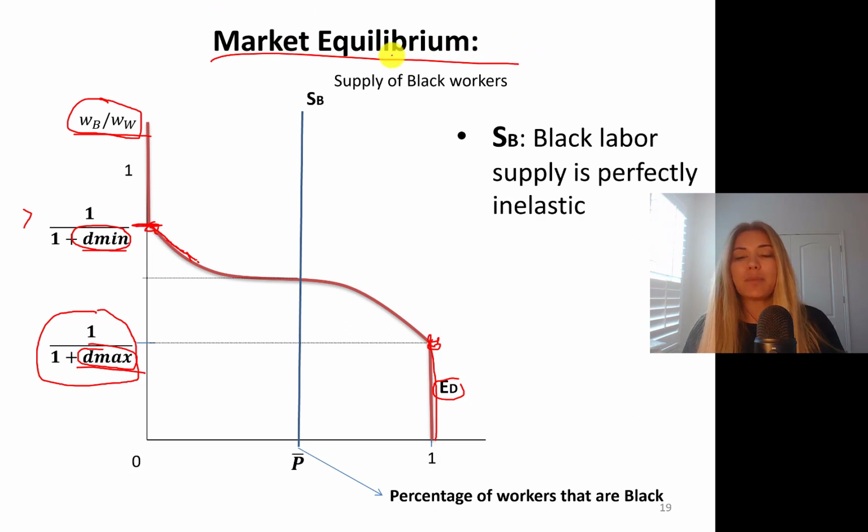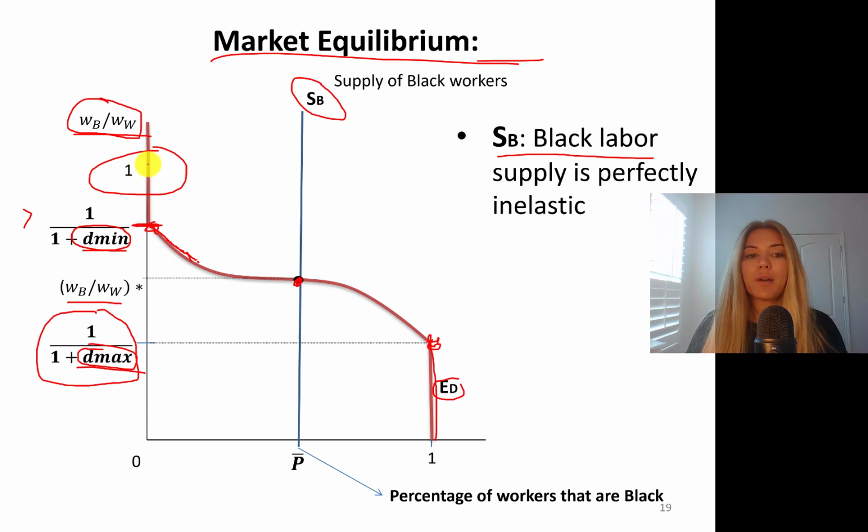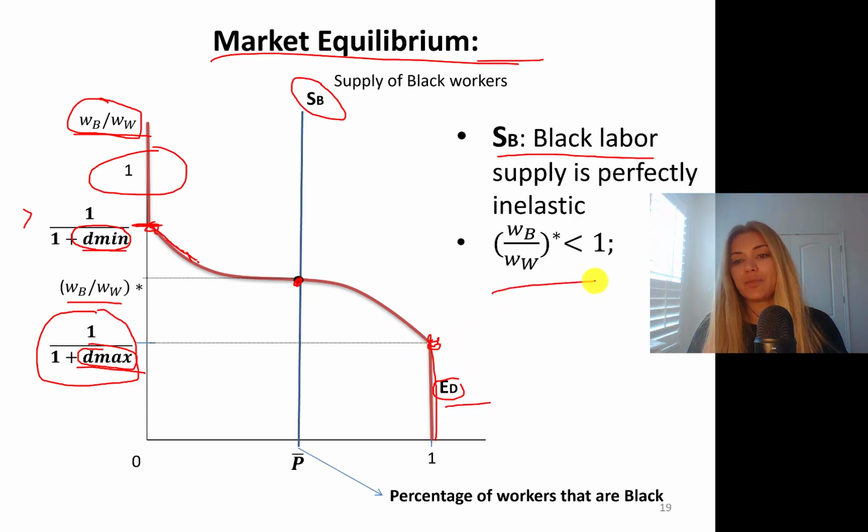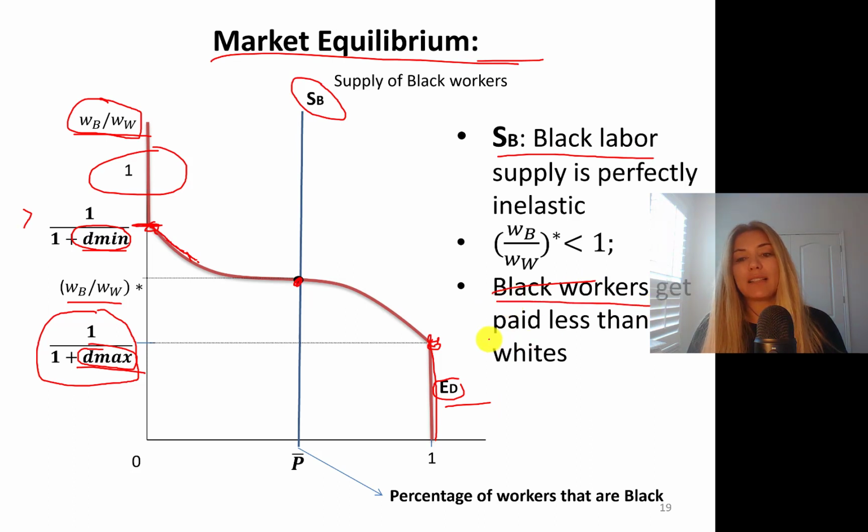This S_B is the labor supply curve for black workers. Black labor supply is perfectly inelastic, determined by the number of black individuals in the population, so the percentage of workers who are black. Supply and demand intersect, and you see the black-white wage ratio W_B over W_W is less than one. So labor market equilibrium unfortunately creates these wage gaps. The black-white wage ratio is less than one, so black workers get paid less than white workers.